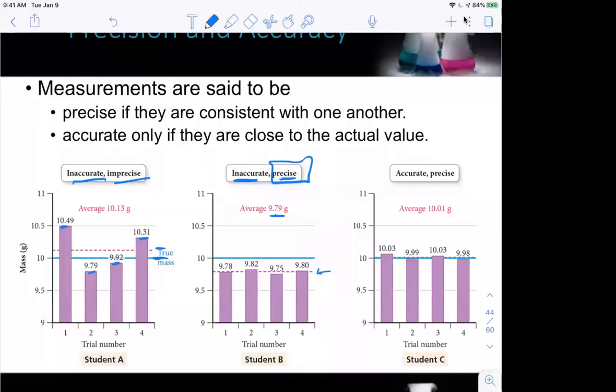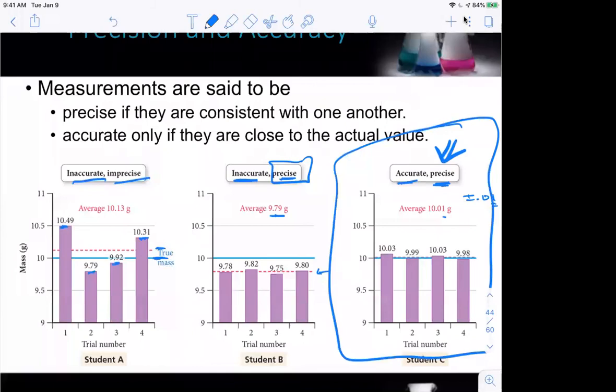And then here's what you want to strive for. Here I have accuracy and precision. My average is very close to the known value of 10.00. Remember, with this balance, I'm going to get plus or minus 0.01. So if my value is 10.00, that's within the uncertainty of the device. But I also know that my 4 trials are really close to each other. There's not a lot of scatter there. They're very precise. So this is what you want to strive to be in the lab.